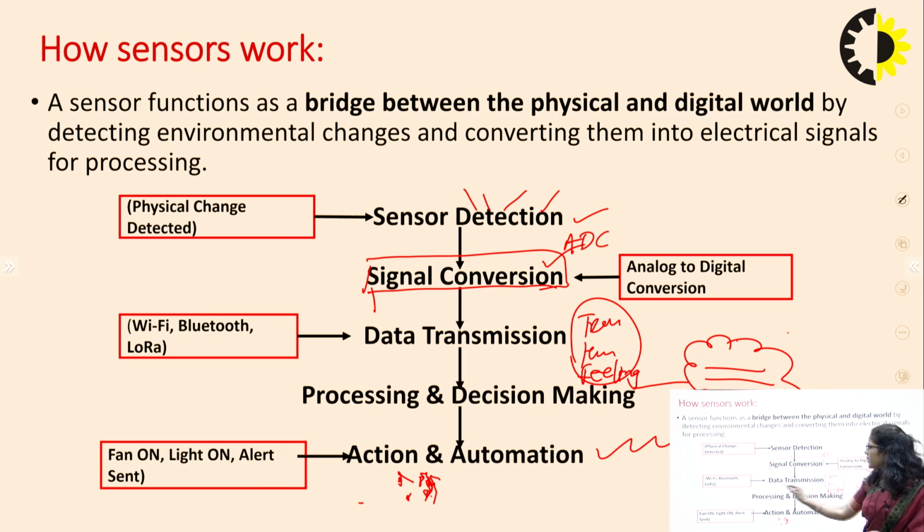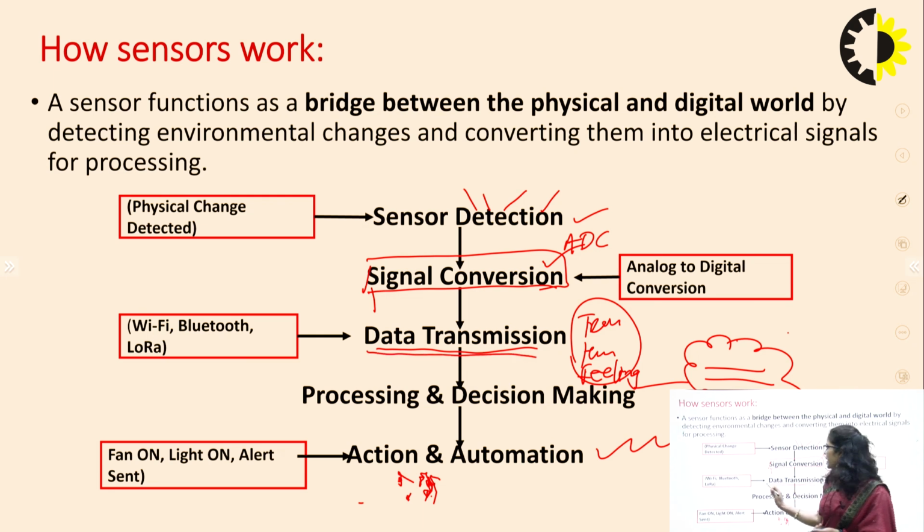Next is the data transmission. The information we convert into digital form, we will definitely transfer for operations and for actions. But this is carried by some network or some data transmission protocols, and these transmission protocols may be Wi-Fi, Bluetooth and LoRa, long range wide area wireless network, right.